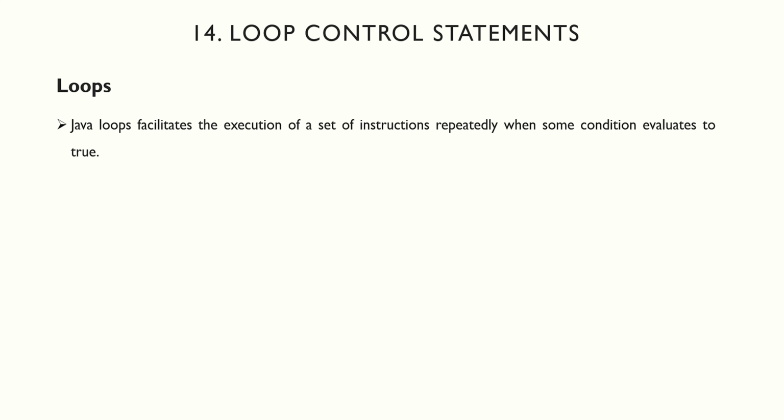Loops. Java loops facilitate the execution of a set of instructions repeatedly when some condition evaluates to true. There are mainly three types of loop statements in Java: while, do while, and for loops. There is also an enhanced version of the for loop to traverse data structures like an array or collections, called the for each loop.